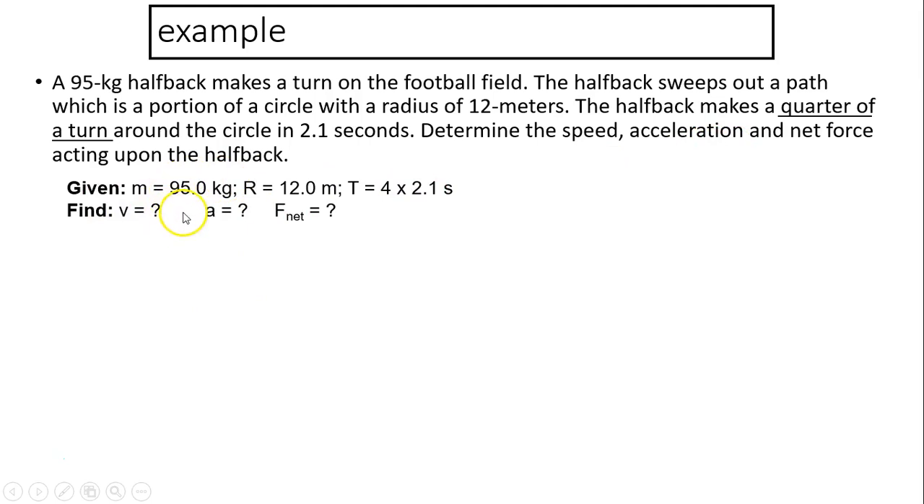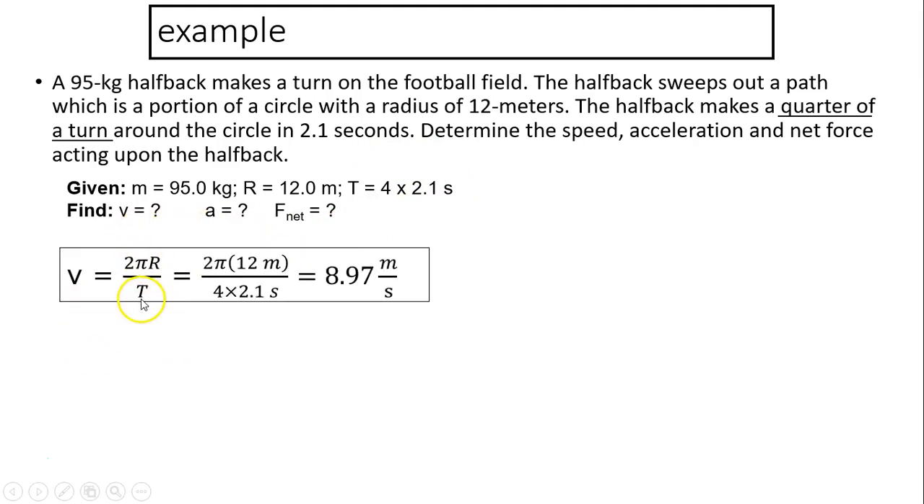Well, let's see, write down what's given. M is 95, R is 12, and T is the period. Since 1/4 of a turn is 2.1 seconds, the whole lap is 4 times 2.1 seconds. Find V, A, and F net.